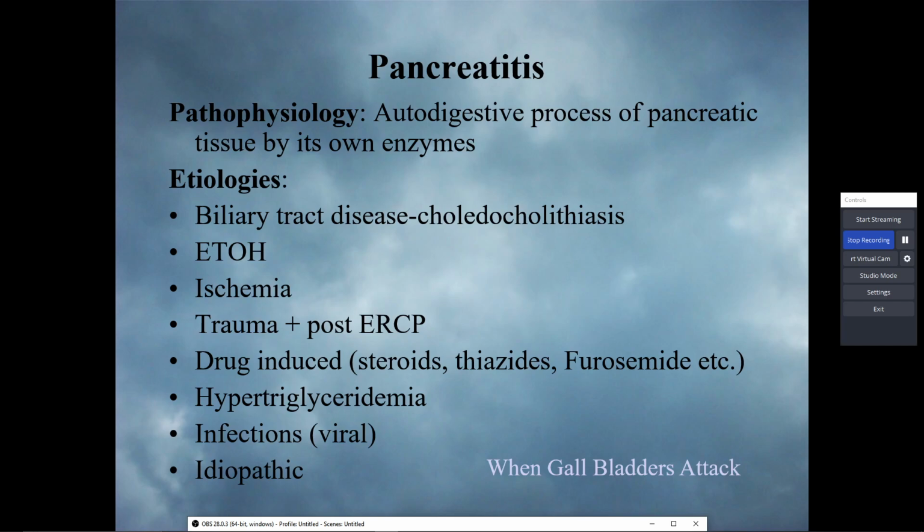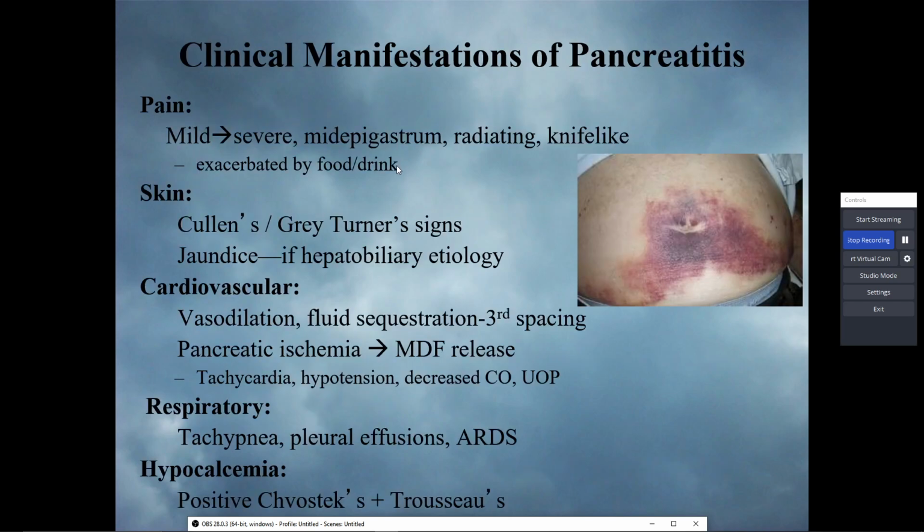It could be an actual gallbladder stone, like we saw in that picture. It could be alcohol consumption relating to fibroses and essentially cirrhosis of the liver and blockage of the bile ducts. It could be ischemia because it needs blood flow too. Trauma, post-ERCP. Drug-induced issues that could result in toxicity, or cellular suppression, namely steroids, thiazides, and furosemide. We have hypertriglyceridemia, infections, viral namely, and idiopathic conditions that we aren't aware about. Either way, the pancreas needs open flow of the digestive enzyme tract, and it needs blood flow itself.